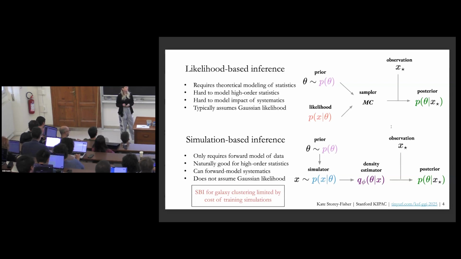However, this picture of simulation-based inference is limited by the number of training simulations that we have. If we're going to fully forward model our simulation, we need to do it for a big range of possible cosmologies and galaxy formation models that we think might represent our universe. And these simulations, as we know, are expensive for cosmology. So how do we get around this?